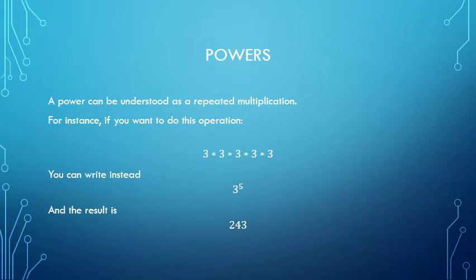Okay, as you can see here, a power can be understood as a repeated multiplication. For instance, if you want to do this operation, 3 times 3 times 3 times 3 times 3, you repeat in a multiplication the 3 how many times? Well, you repeat it 5 times. So instead of writing that, because it's quite long, you can write 3 to the power of 5, as most of you should remember. And the result of that is 243. So let's check that with a little bit more detail in the next slide.